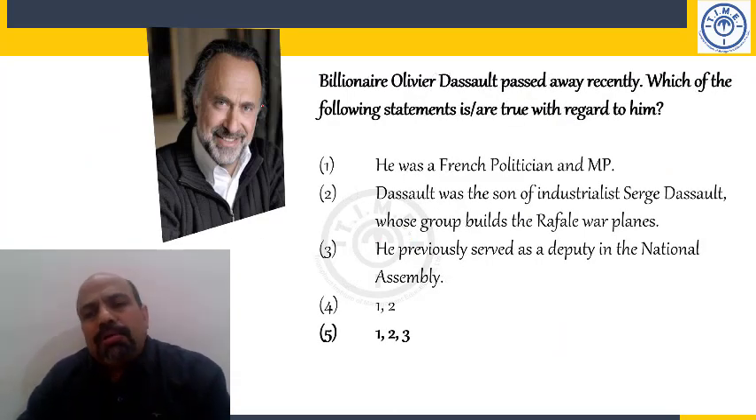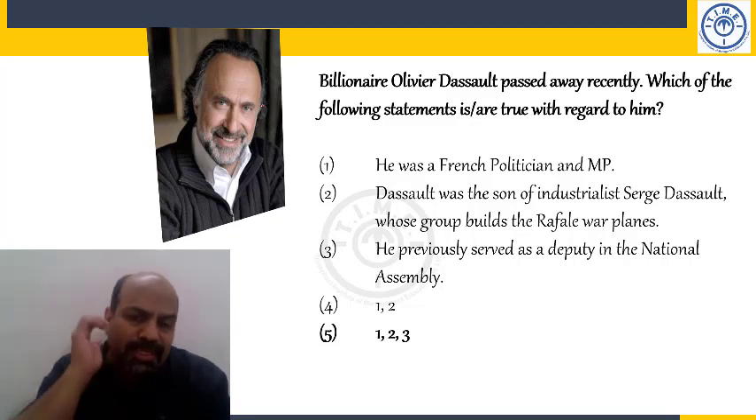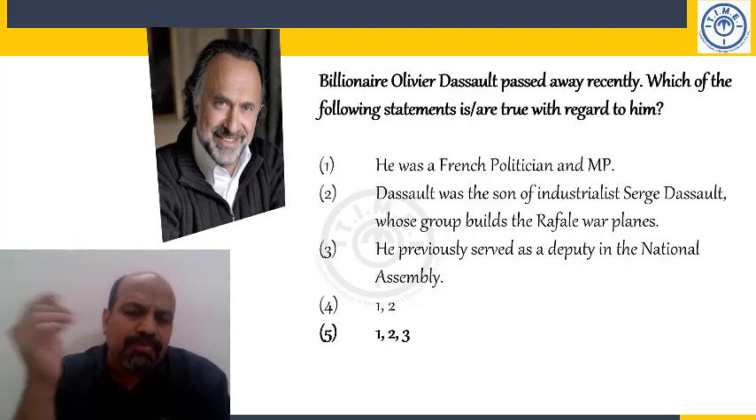Billionaire Olivier Dassault passed away recently. He died in a helicopter crash. Which of the following statements is true with regard to him? He was a French MP. Yes. He was the son of industrialist Serge Dassault, whose group has built Rafale warplanes. Yes. He previously served as a deputy in the National Assembly. Yes, he was an MP.